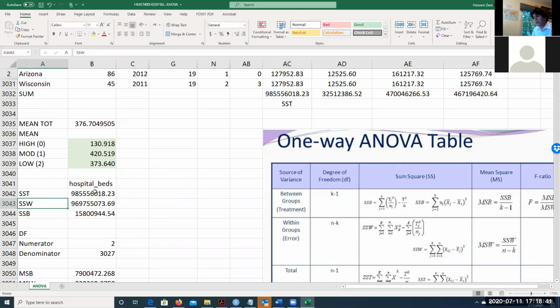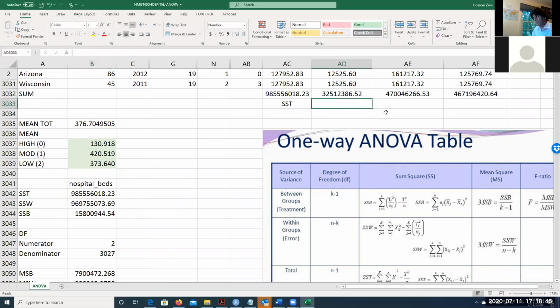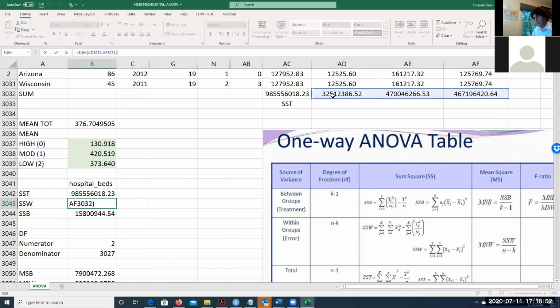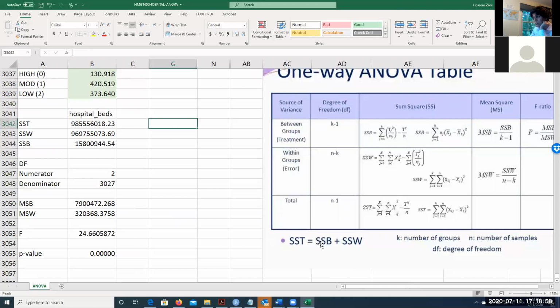And SSW is the sum of all of this. I just computed them here, plus this, plus this. Whenever I have these two, SSB should be SST minus SSW, right? I have this minus this, I have SST.